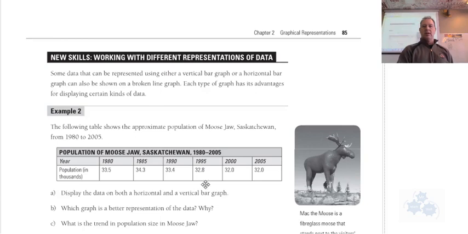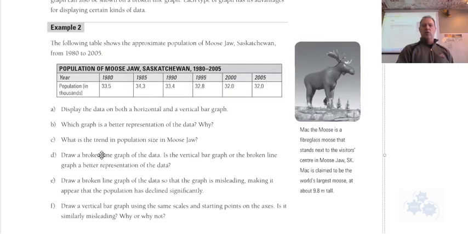Whoops. Let's go back there. Okay, so what is the trend in population size in Moose Jaw? Well, besides a small spike in 1985, it's been gradually declining. Okay, but they've spent a lot of money on tourism and some money on Mac the Moose here. So population's probably gone up, drawing people from all over the world, I'm sure, to Moose Jaw.